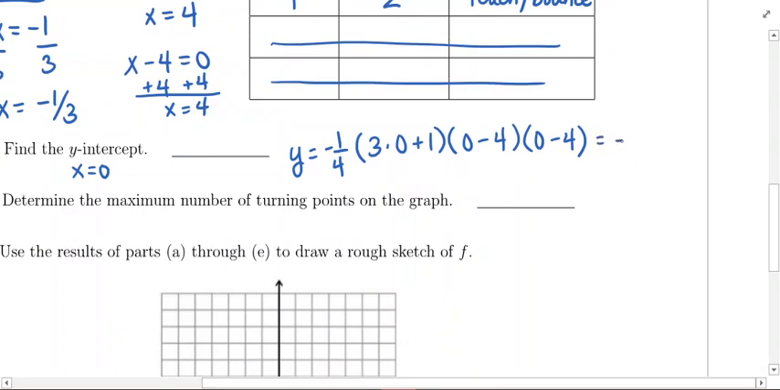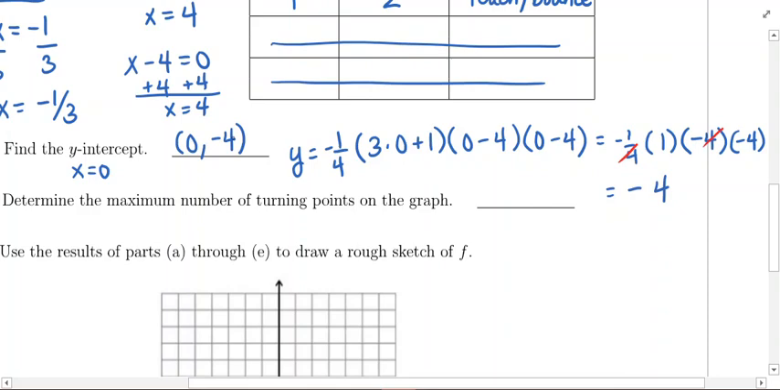This is going to give me negative 1/4 times, this is 0 plus 1, that's times 1, times 0 minus 4 is negative 4, and then another negative 4. If we simplify this, negative times negative times negative is negative. And then this 4 will cancel with this 4. So you're going to end up with negative 4 as your y-intercept. So this graph is going to go through (0, negative 4) as the y-intercept.